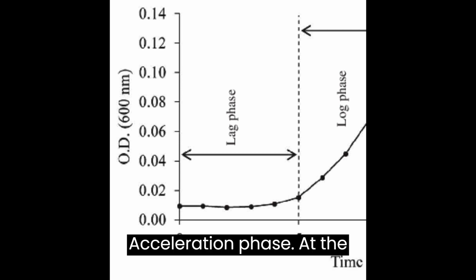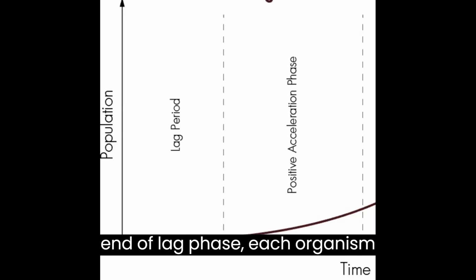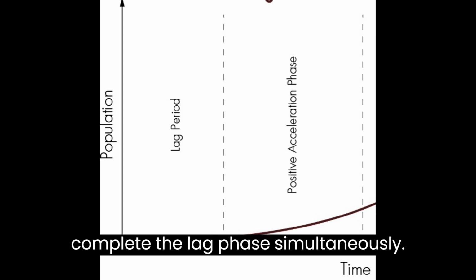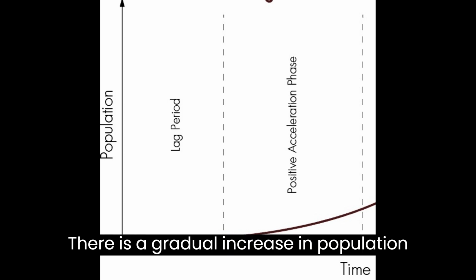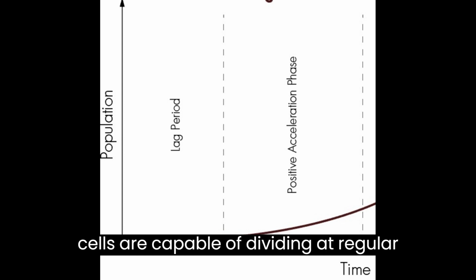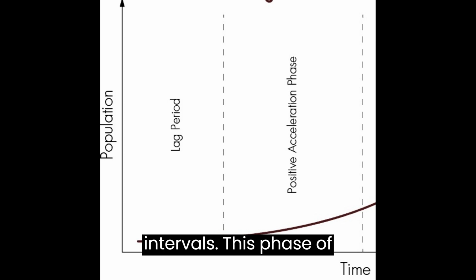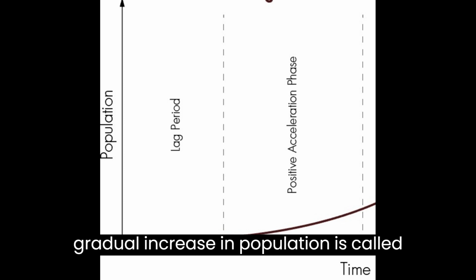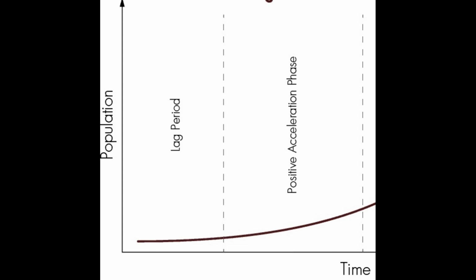Acceleration phase. At the end of lag phase, each organism divides, but all the organisms do not complete the lag phase simultaneously. There is a gradual increase in population until the end of this period, when all cells are capable of dividing at regular intervals. This phase of gradual increase in population is called acceleration phase.